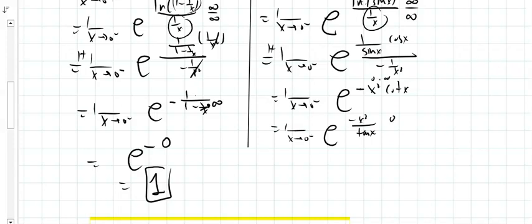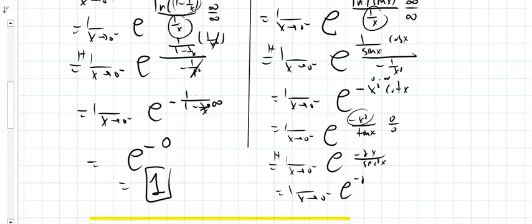And this will be 0 divided by 0, so by L'Hopital, the limit as x approaches 0 from the left of e to the derivative of this, which is negative 2x, over the derivative of tangent, which is secant squared of x. That is the limit as x approaches 0 from the left of e to the negative 2x cosine of x. If I put 0 in there now, I get cosine of 0, which is 1, times 0, that's e to the 0, which is 1.